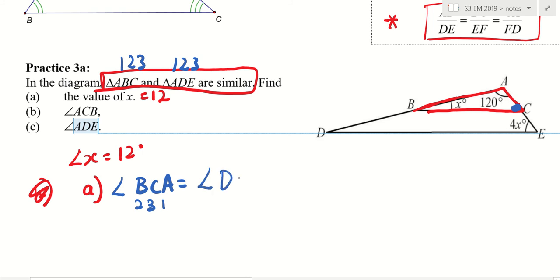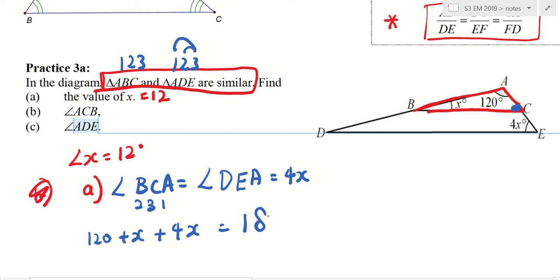B, 2, 3, 1. 2, 3, 1. D, E, A. Look at the diagram again. DEA says that it is equal to 4x. Correct. So which means 120 plus x plus 4x will give you the 180. Find x.